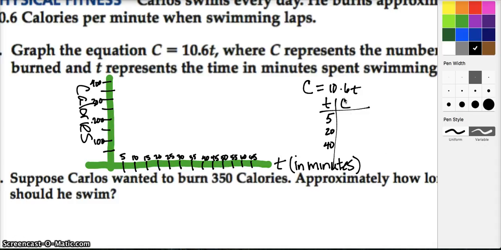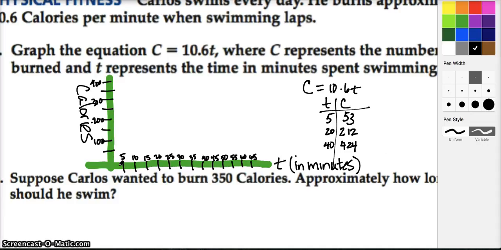All right, so when I multiply over here, I end up with 53. 10.6 times 5 gives me 53. When I multiply here, I get 212. Oh, my bad, I first said 200, but I got 212. My brain wasn't working there. And then when I multiply 40 times that, I'm going to get 424, I believe. And if my numbers are wrong, you guys will tell me, I'm sure.